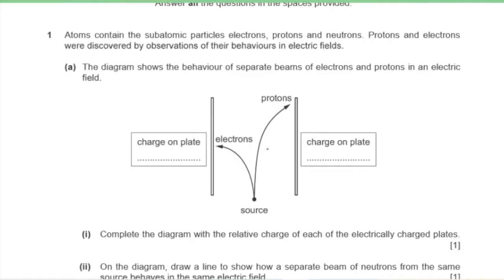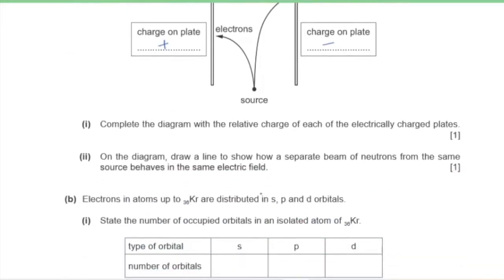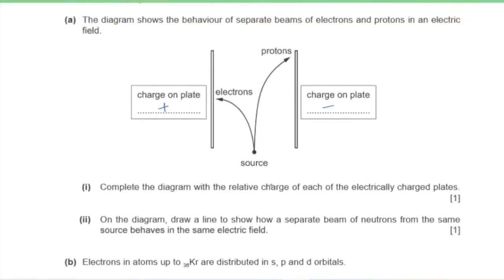So the proton beam deviates towards the right, which means that the charge on this plate is going to be negative, and that on the plate here is going to be positive. Part 2. On the diagram, draw a line to show how a separate beam of neutrons from the same source behaves in the same electric field. So the neutron beam will pass straight from the source without being deflected because a neutron carries no charge. So a straight line from the source without being deflected.